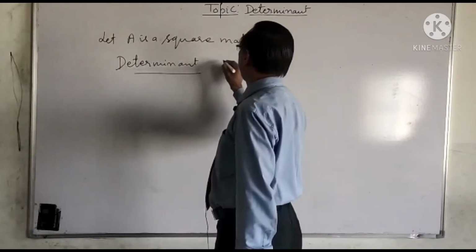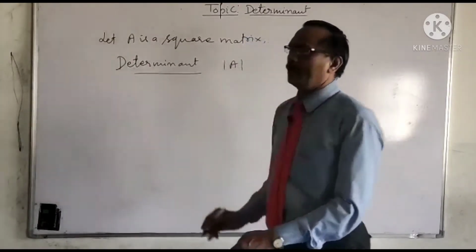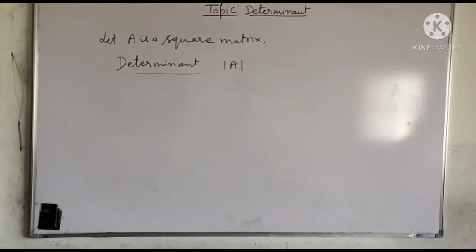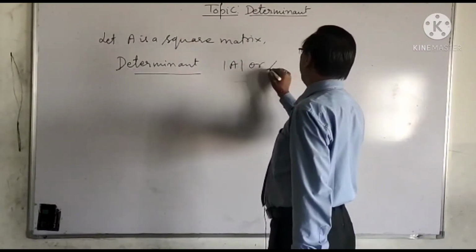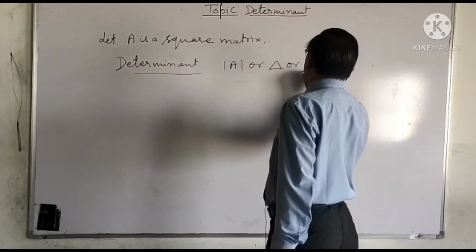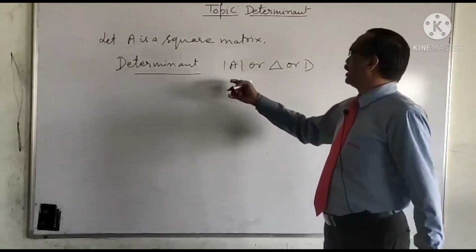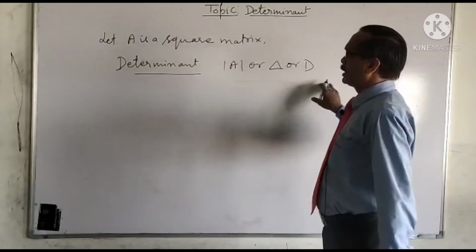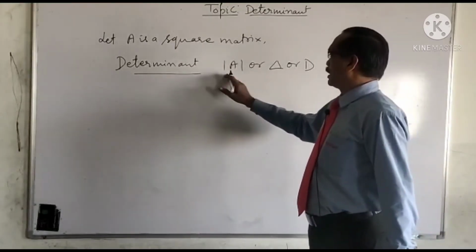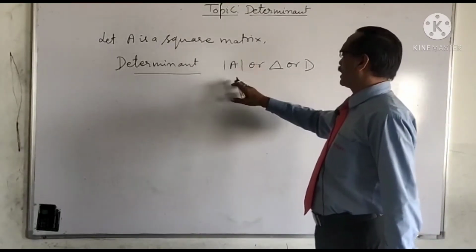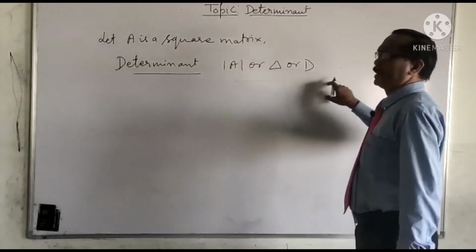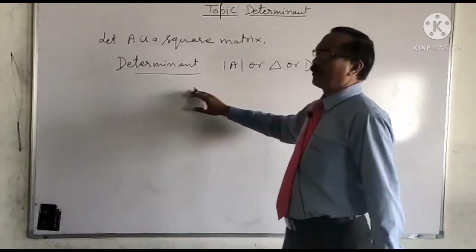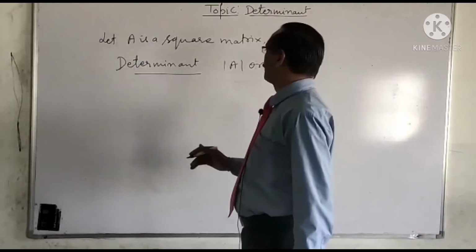either determinant of A or delta or D. There are three ways to represent a determinant: either A with two vertical lines, or the symbol delta, or D. These are the letters for the determinant.